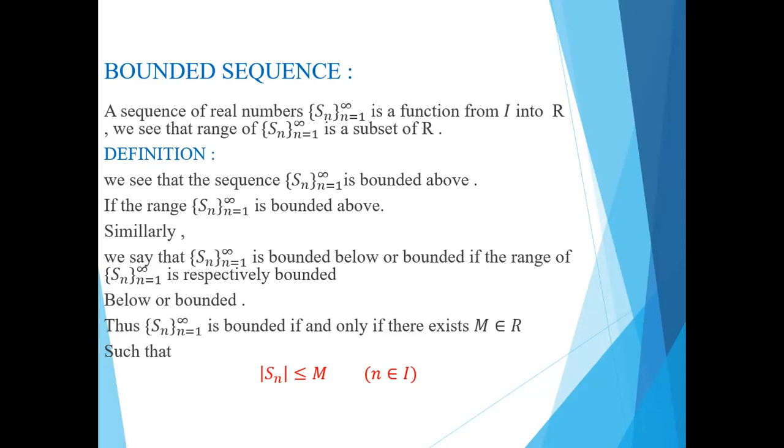We say that the sequence {Sn}, n equal to 1 to infinity, is bounded above if the range of {Sn} is bounded above. Similarly, we say that the sequence is bounded below, or bounded, if the range of {Sn} is bounded below or bounded respectively. The sequence {Sn} is bounded if and only if there exists m belonging to R such that modulus of Sn is less than or equal to m for all n belonging to I.